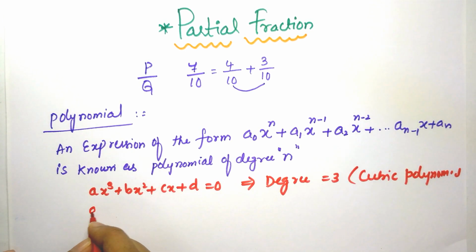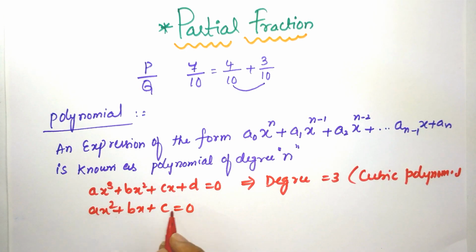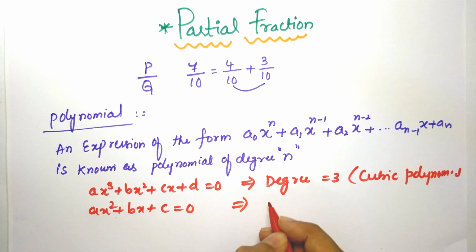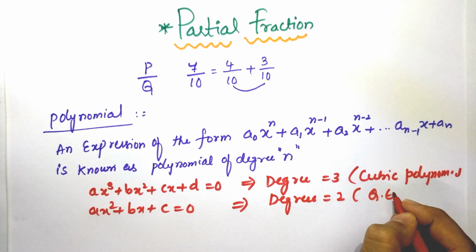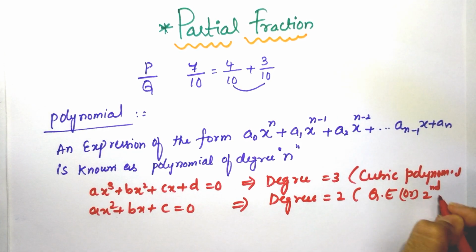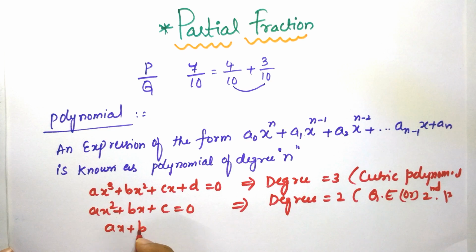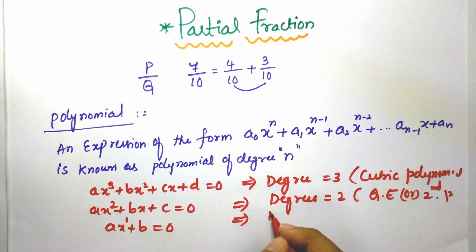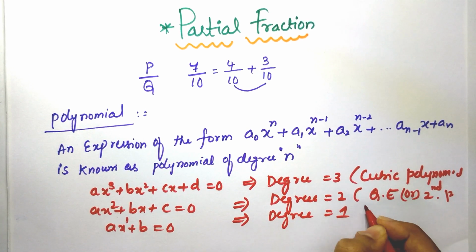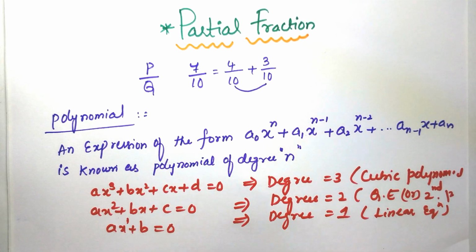Okay. Now ax square plus bx plus c is equal to 0. You can see the highest power of this is 2, so the degree is 2. We call this a quadratic equation, or second degree polynomial. Now ax plus b is equal to 0. The degree of this equation is 1, so this is known as a linear equation. So depending on the degree, we have three types: cubic polynomial, quadratic equation and linear equation.